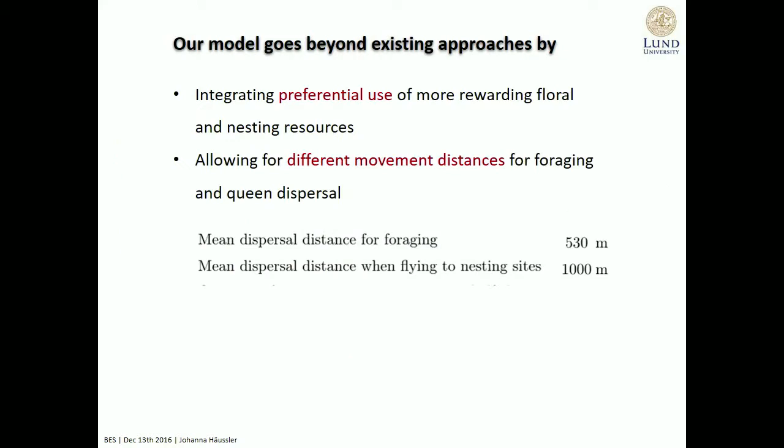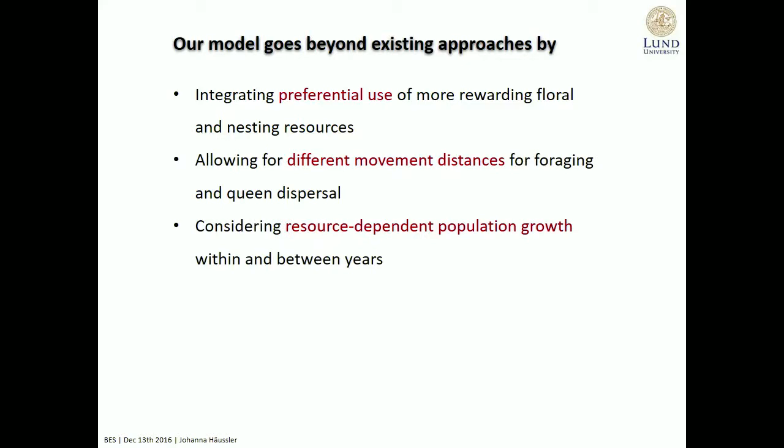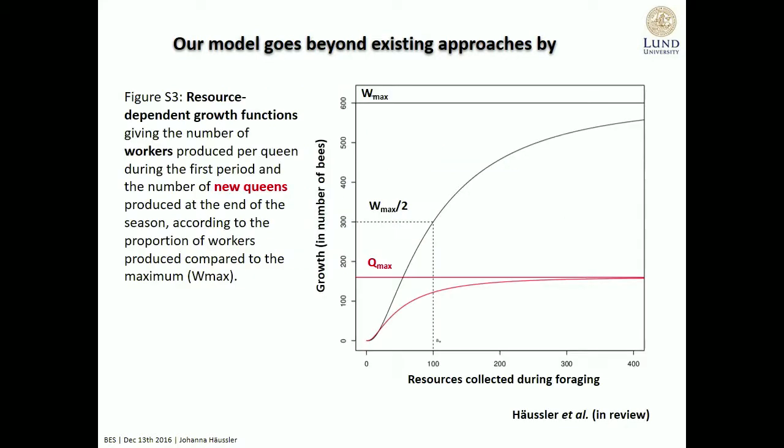Then, furthermore, we allowed for different movement distances for foraging and queen dispersal. So for now, we had as input values based on published data. For mean dispersal distance for foraging, we had 530 meters, and for mean dispersal distance when flying to nesting sites, we had 1 kilometer. Then we also consider resource-dependent population growth within and between years, which you can see here.